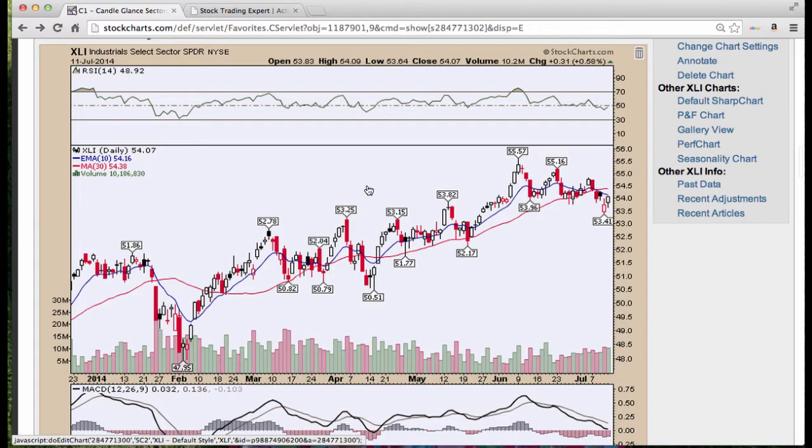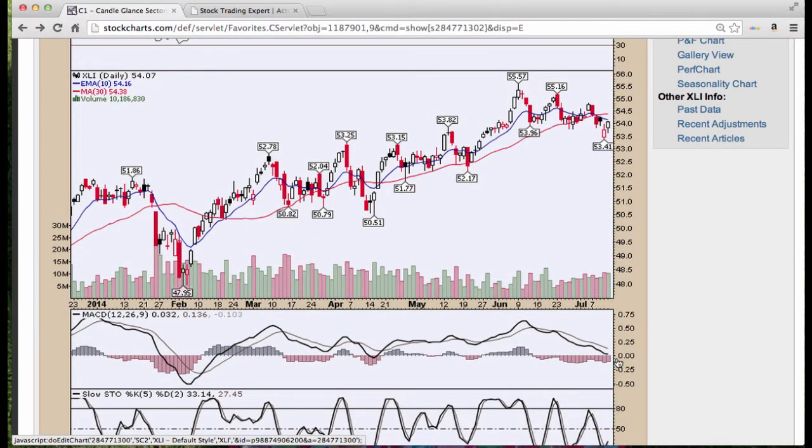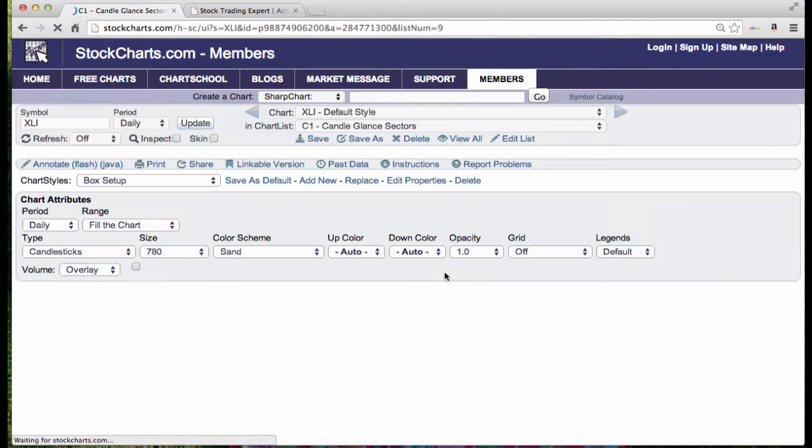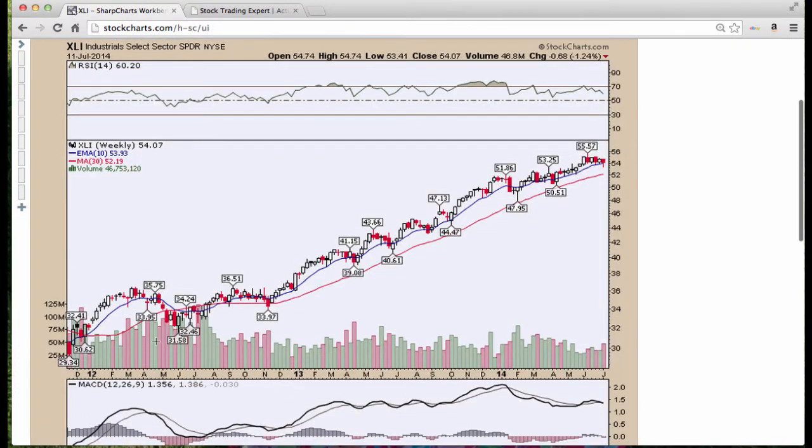XLI, the industrials, a nice descending channel pattern here. MACD is pulling back. We could see resolution to the upside, and we see stochastics with the triple bottom here and a possible crossover to the upside. Let's take a look at the weekly. We're extended when you see the length of this trend.